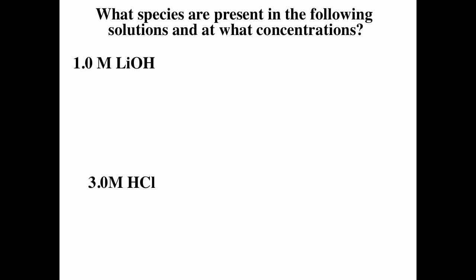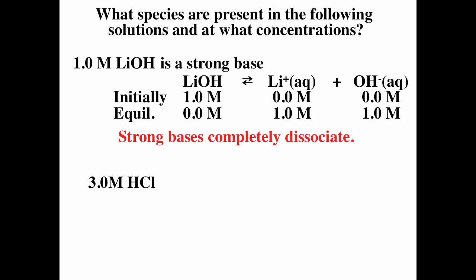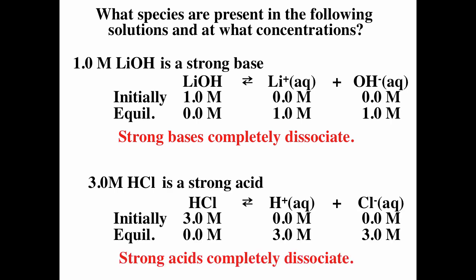And so a question you might see in the very near future is what species are present in the following solutions at what concentrations. And so 1 molar lithium hydroxide, you're going to have 1 molar lithium ions and 1 molar hydroxide ions. It's a strong base, completely dissociates. 3 molar HCl, you'll have no HCl molecules. You'll have 3 molar hydrogen ions, 3 molar chloride ions.